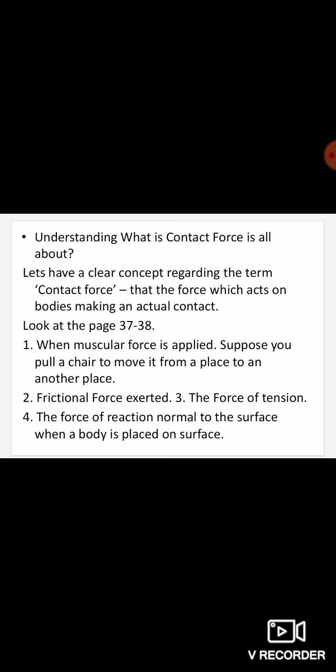Now coming to the frictional force. The second point is the frictional force exerted. Suppose you are pushing something through your hands, meaning you are exerting force, and it is moving along with friction. So here the friction force is exerted.